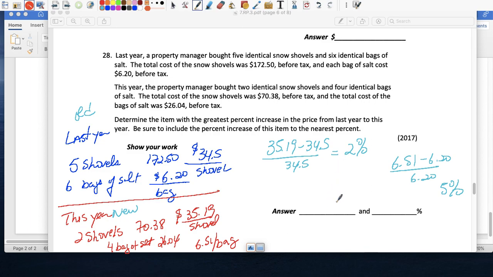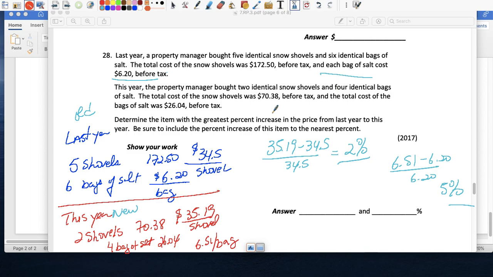So, determine which item had the greatest percent of increase. The greatest percent of increase was the bag of salt, and then these were the other increases. That one was complicated because on the top here, they give you the total price for 5 shovels, so you have to divide 172 by 5. At the bottom, you buy 6 bags of salt, and they give you the price per bag of salt. So why not keep it consistent and give me the total price for 6 bags of salt? But no, they decided to give you the unit price, right?